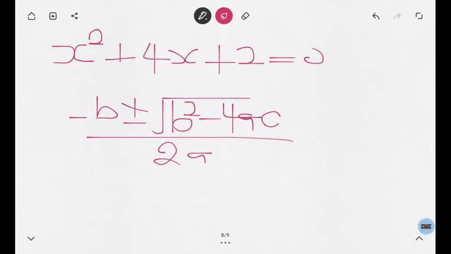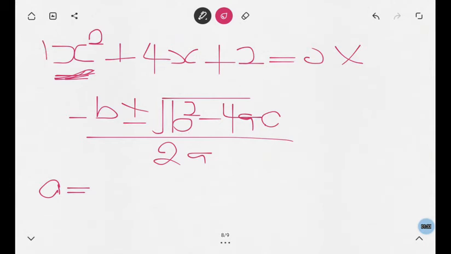Okay, so when you look at the question, your a is the coefficient of the variable with the highest power. So here, when you look at the question, you see that we have x squared. This one has the highest power, so we take the coefficient of the variable with the highest power. So here, the variable with the highest power, this x squared, has a coefficient of 1.